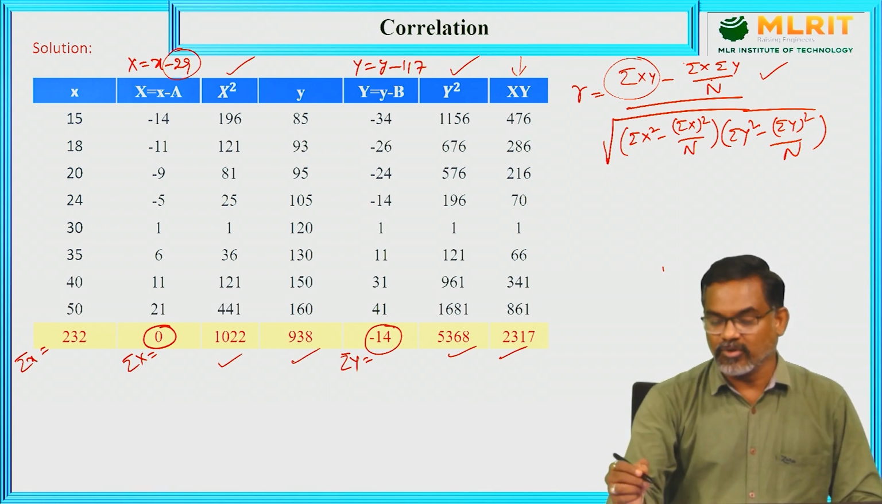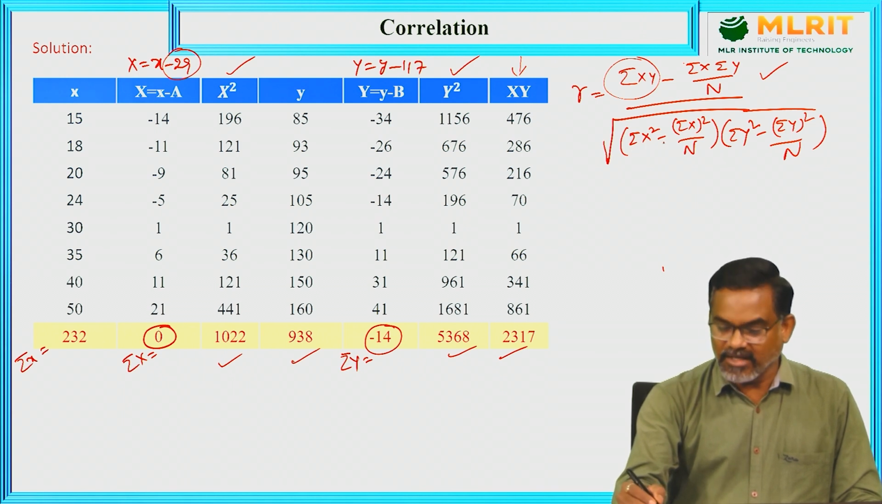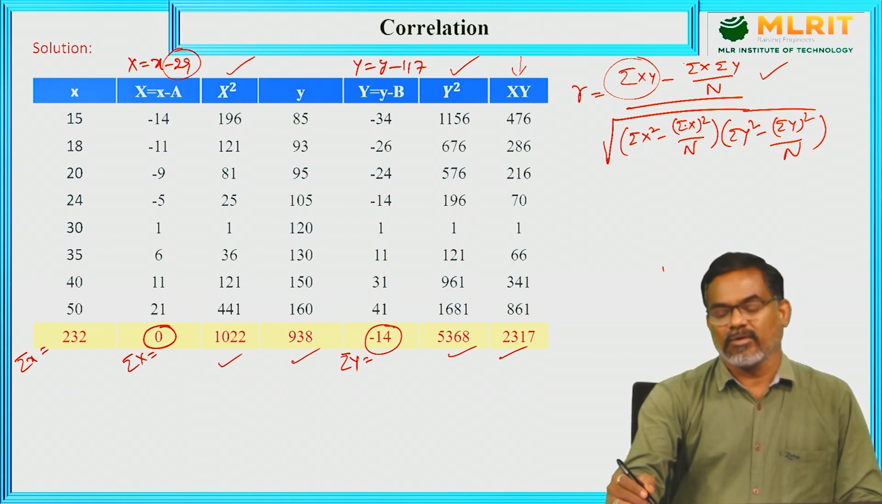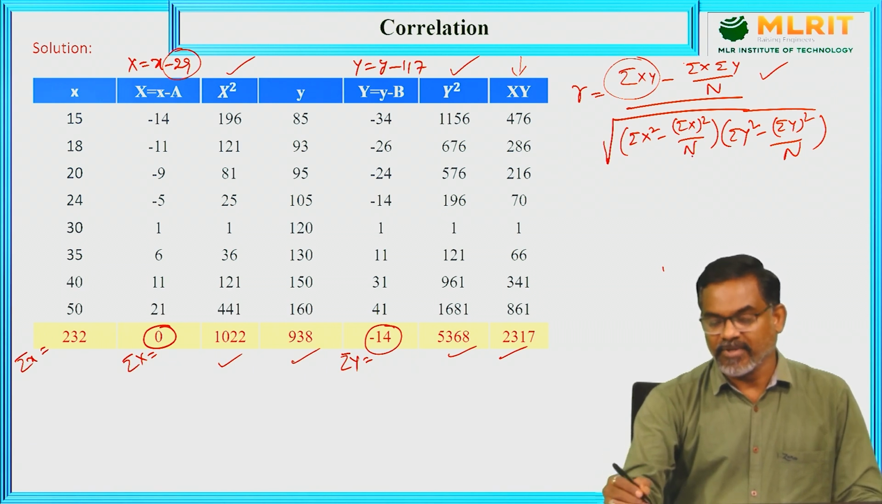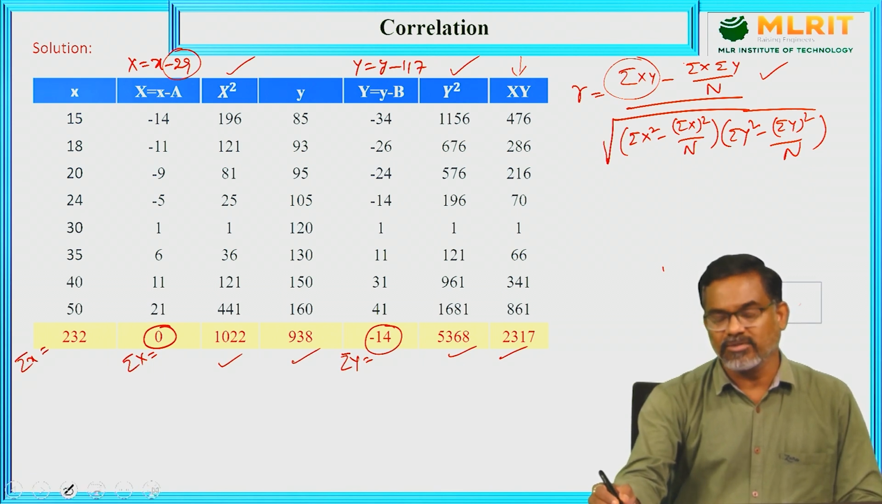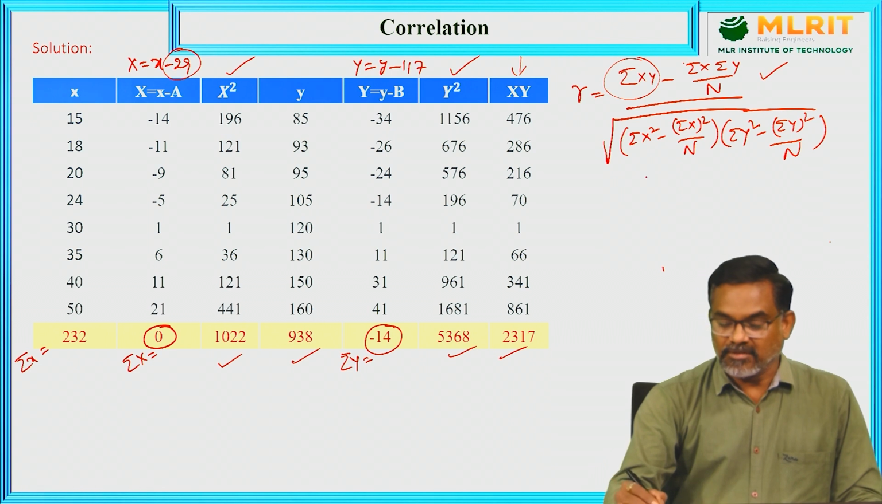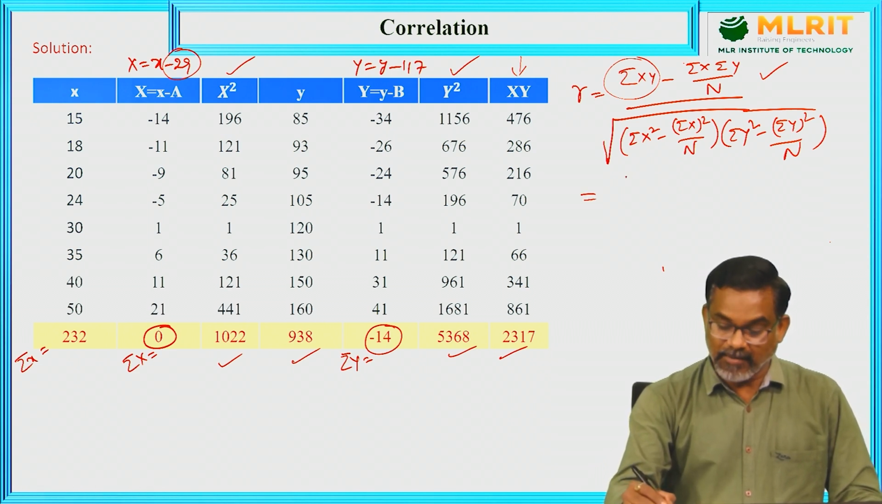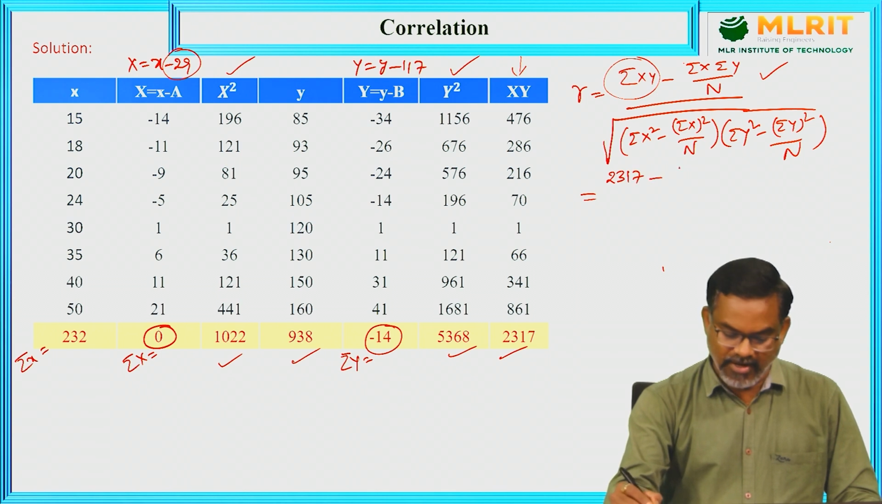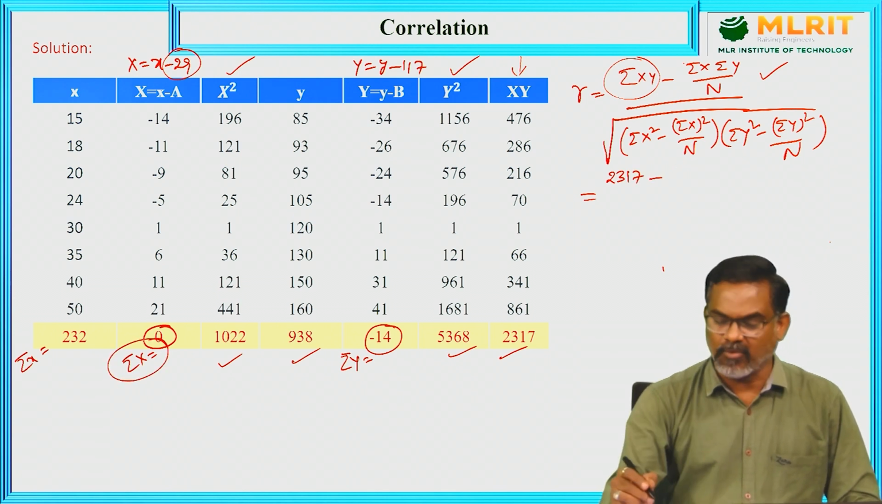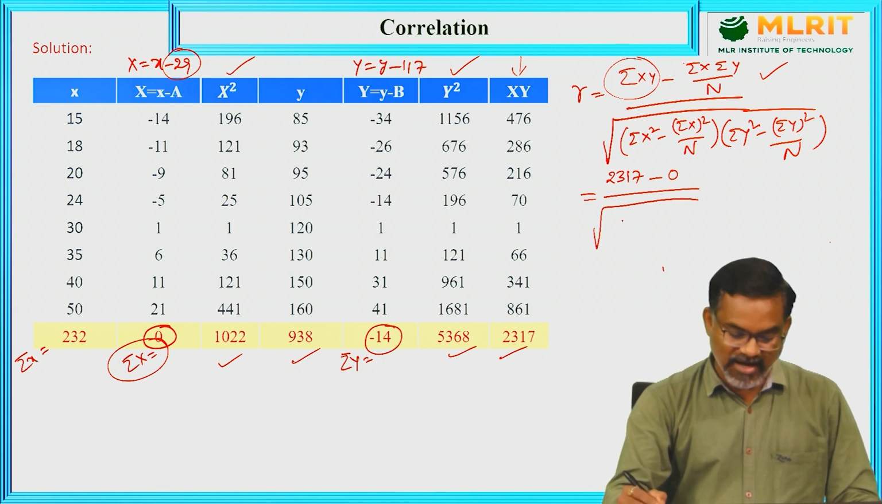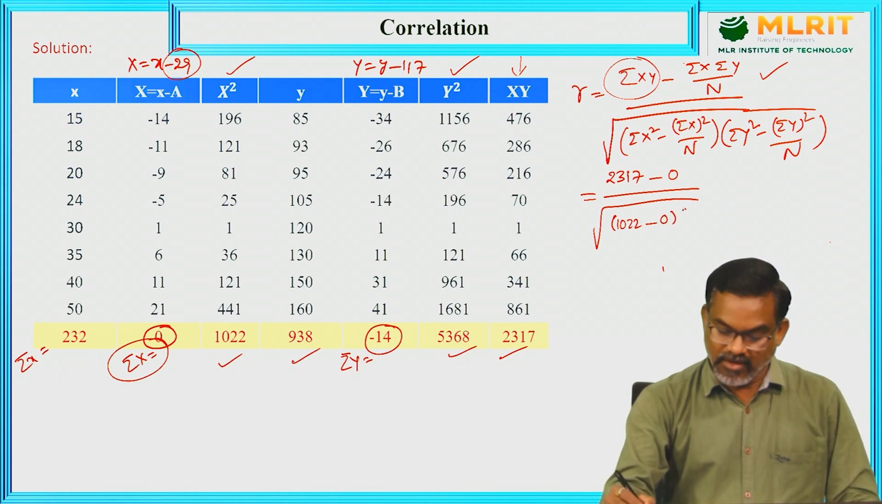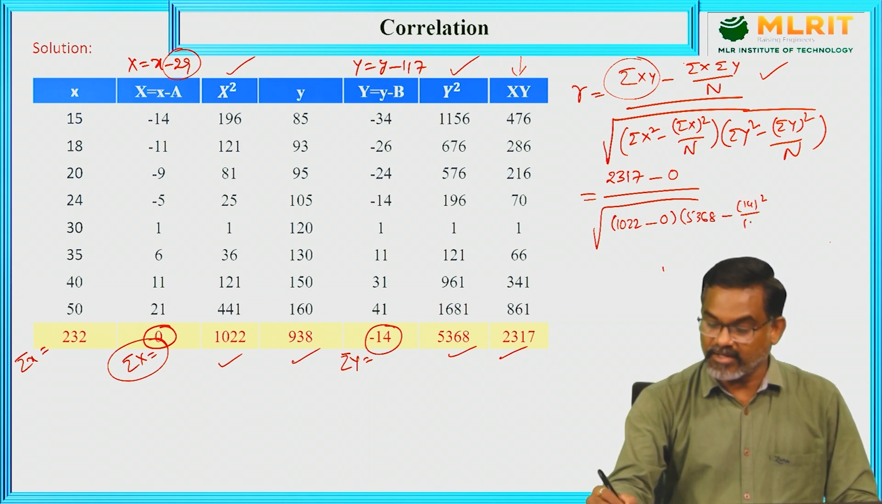In the denominator under root, we have the sum of the square terms minus the square of the sum of the single terms divided by n. So, sigma Y square minus sigma Y whole square by n. This is the sum of the squares minus the sum of the actual values whole square by n. So, by substituting all these values, sigma XY is 2317 minus sigma X into sigma Y, sigma X is 0, so this becomes 0. Under root sigma X square is 1022 minus sigma X whole square, again 0, and sigma Y square is 5368 minus 14 whole square by 10.